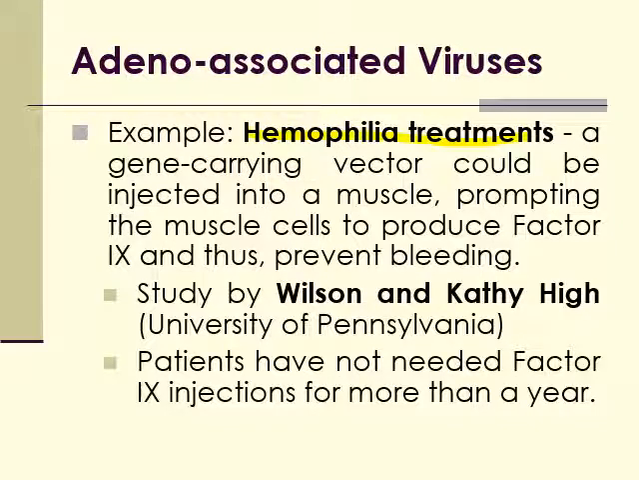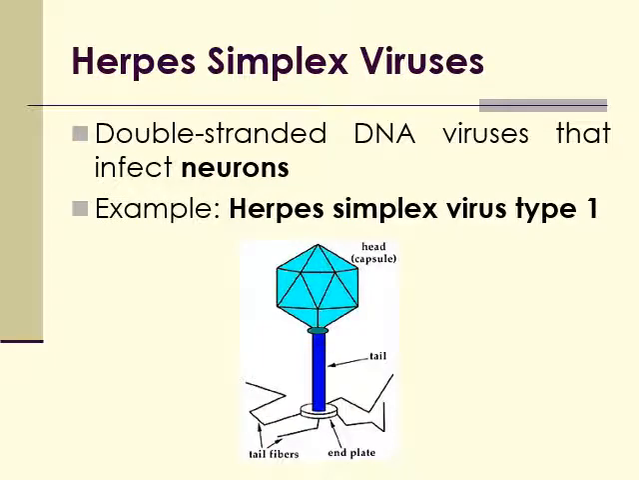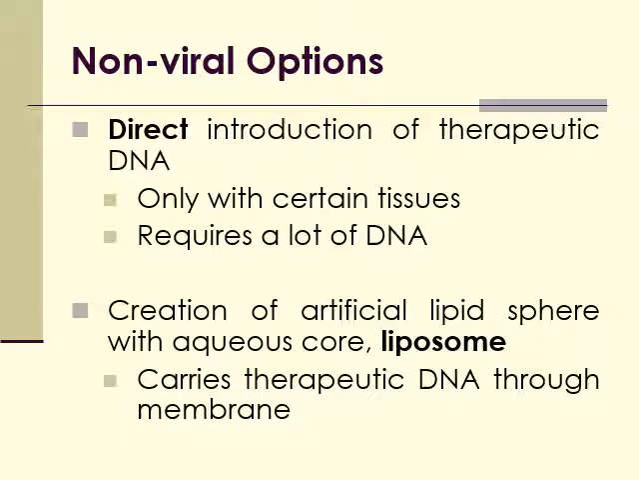In a study made by Wilson and Katherine High at the University of Pennsylvania, once inserted with the gene-carrying vector, the patients have not needed factor 9 injections for more than a year. We also have the herpes simplex virus. It is a double-stranded DNA virus that infects neurons. An example is herpes simplex virus type 1.